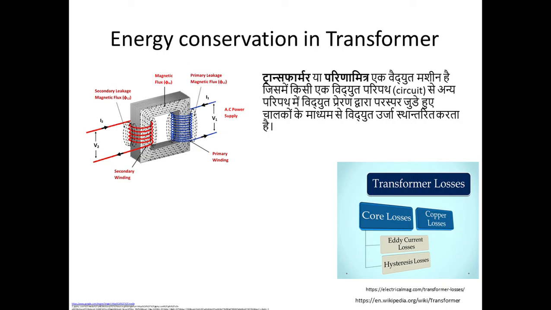Approximately 40% of energy is lost inside the transformer. So the transformer loses energy at no load condition as well as loading condition. Here we consider only two types of losses, the copper losses and the core losses. Core losses are again of two types, eddy current losses and hysteresis losses. Copper losses are proportional to I square R.